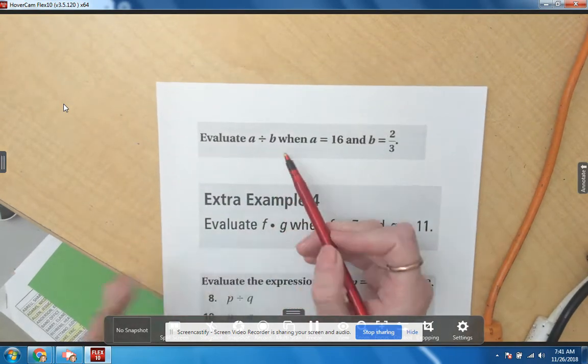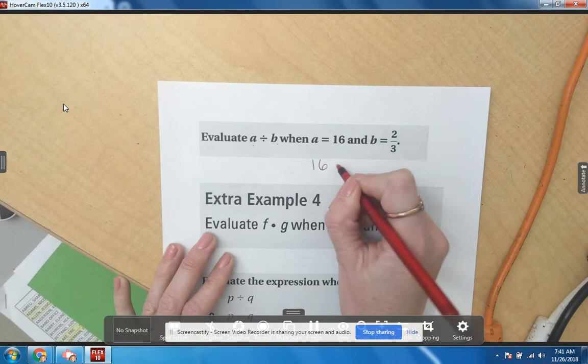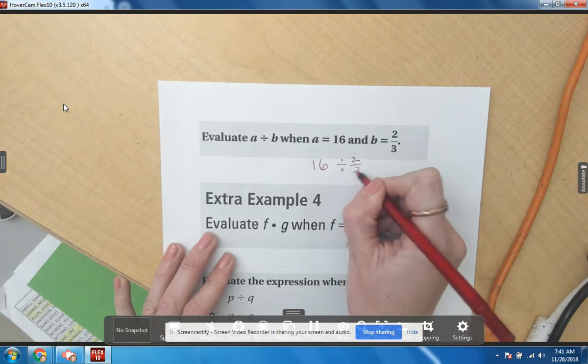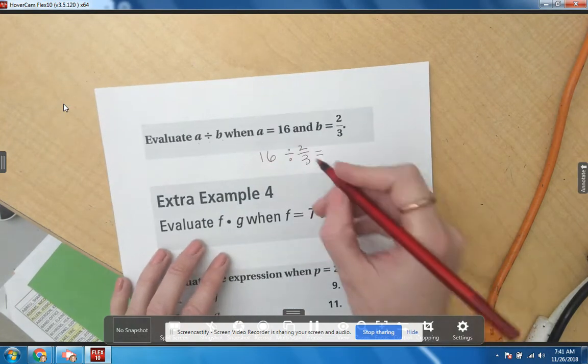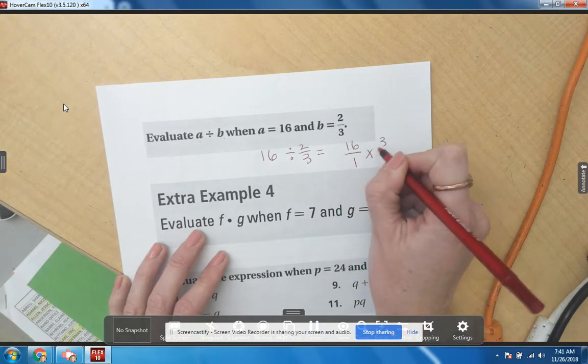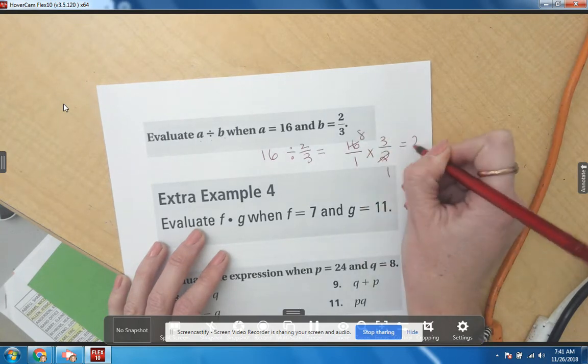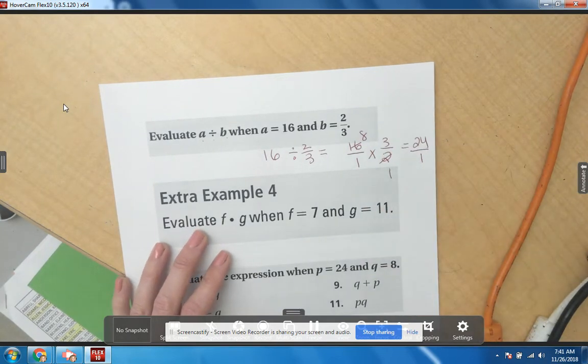So change the variable to the number it tells you, do out the math. Okay, now I'm going to try the same thing with division. A divided by B. So A is 16 divided by B, which is 2/3. This is a review of dividing fractions. Make your whole number a fraction by writing it over 1. Keep, change, flip. I could cross cancel these. Multiply across. 24 over 1, which is 24.